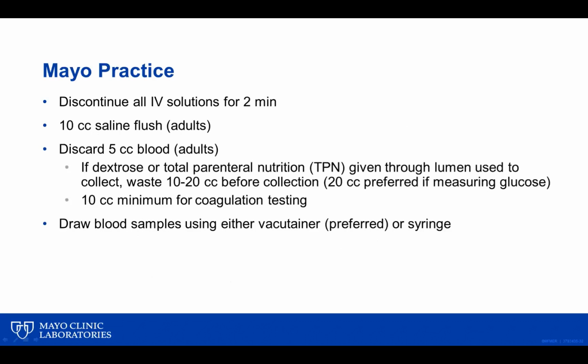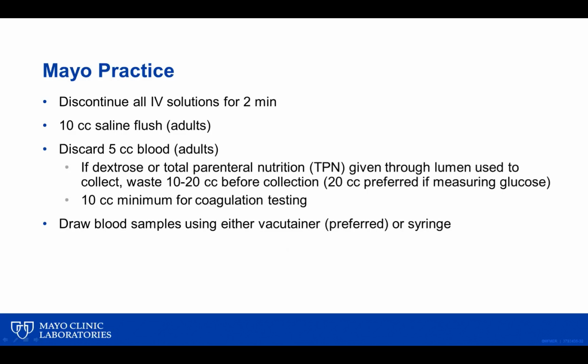And so we're very similar to the guidelines. We definitely do discontinue when possible, and the phlebotomist will often note that for the lab. We perform a 10 cc saline flush for adults. We discard about 5 cc's of blood for adults, and this will vary. So if dextrose or total parenteral nutrition is being given through the lumen used to collect, then we'll waste about 10 to 20 cc's before collection.